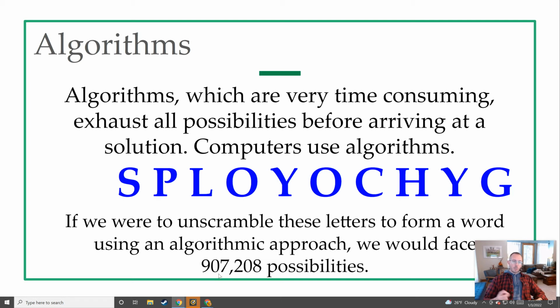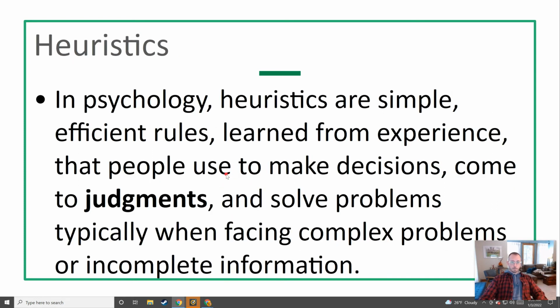You're like, oh, okay, usually when I see Y, it's at the end of the word. I'm watching a psych video, this word is psychology. You used that shortcut to get there. The shortcut was called a heuristic. So in psychology, heuristics, again, are simple, efficient rules learned from experience that allow you to make shortcuts when you're facing complex problems.